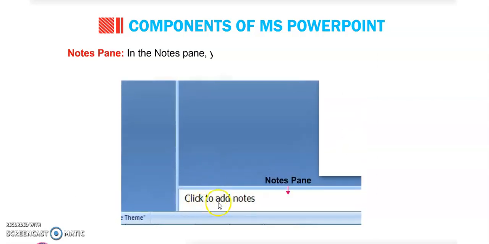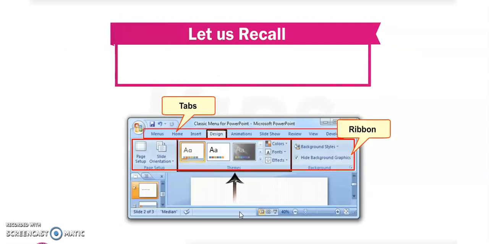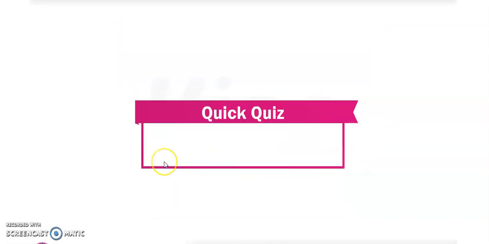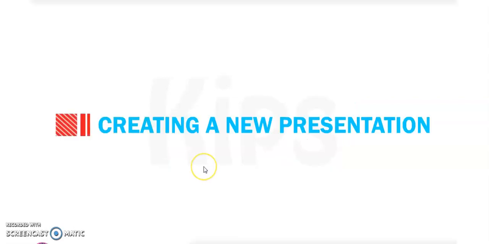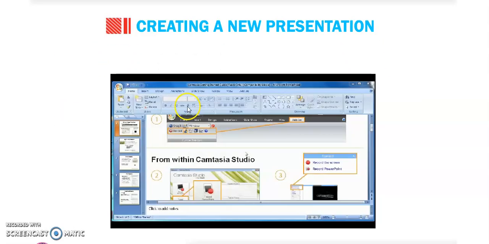This is the notes pane. In the notes pane, you can type any notes for yourself about the current slide, or any message or comment we can type on the notes page. So let us recall, what do you know about tabs and groups in the ribbon? Where do you find the ribbon? Below the title.